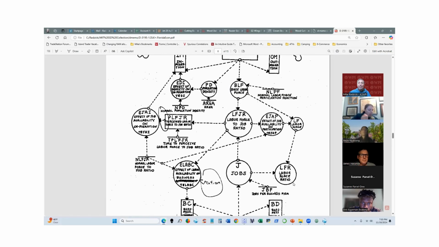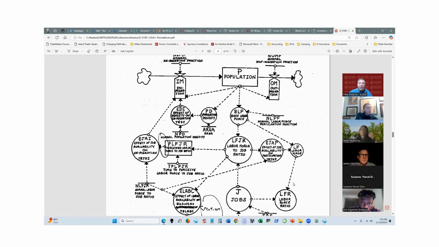Okay. Now, the other thing that it looks like they were trying to do is to say that the labor force to jobs ratio relative to what it normally does influences. See, how did I know this? These are table functions. I guess the E means effect, effect, effect. That tells me it's a table function. It's going to influence the labor force.